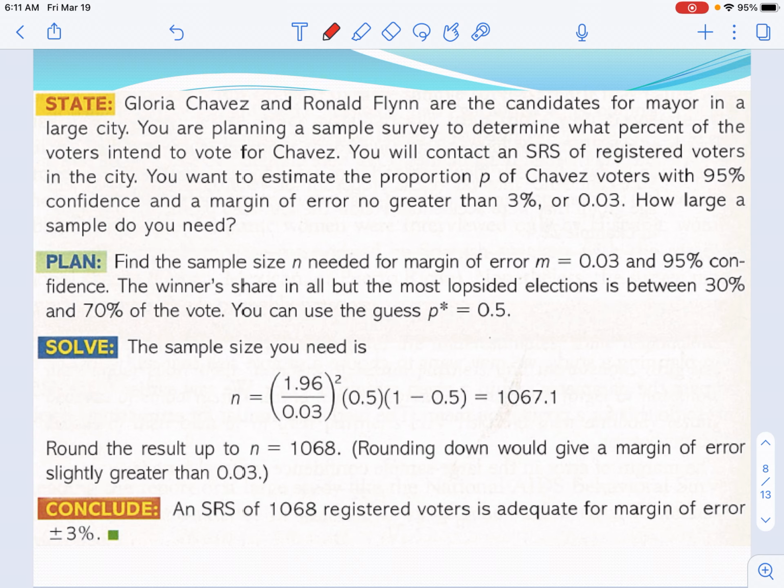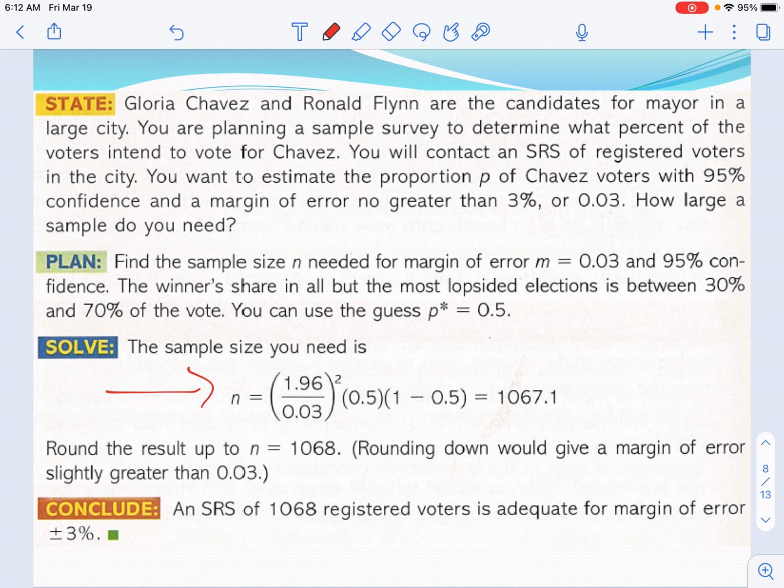So it goes on to say that even in the least contested elections, most of the time you're going to get between 30 and 70% of the vote for any given candidate. So we'll average those two out and just go with a p star value of 0.5. Again, that's the most conservative way to approach it.